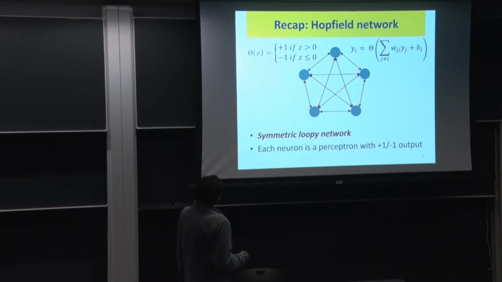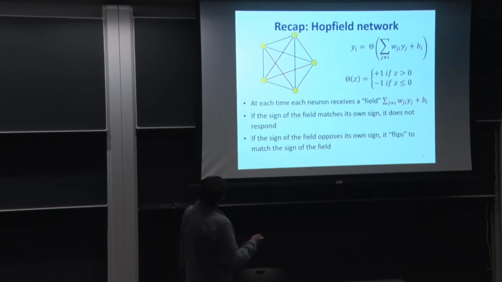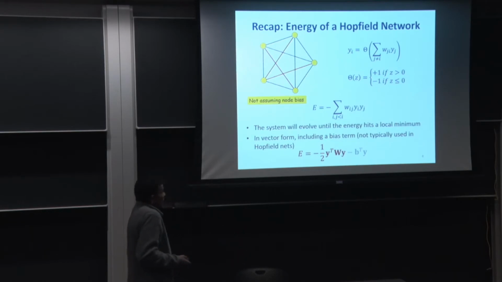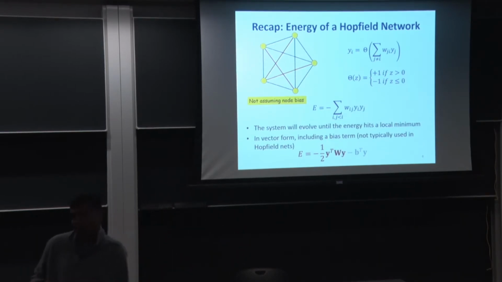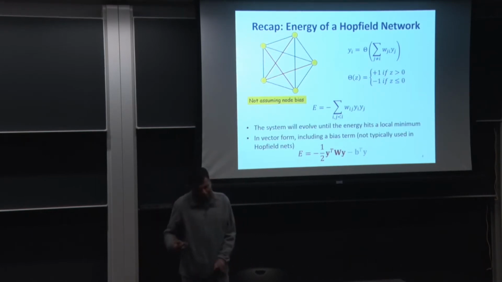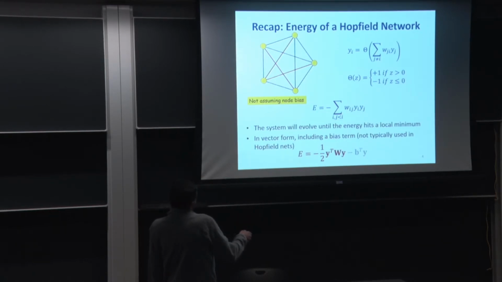So we saw that when we have a network of this kind, the neurons begin flipping, and the network continues to evolve. It doesn't evolve ad infinitum. You can define an energy for the network, which is a weighted sum of all pairs of outputs, and the weights here are just the weights of these edges. The network will continue to evolve until this weighted sum arrives at some local minimum. We saw that every single evolution must reduce this energy.